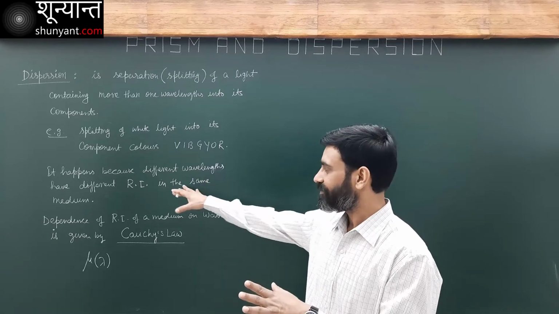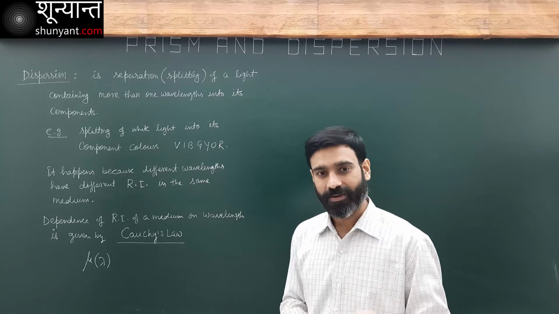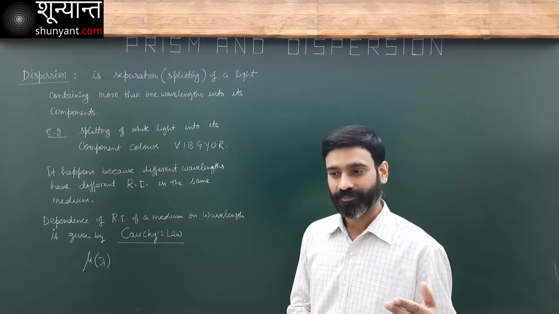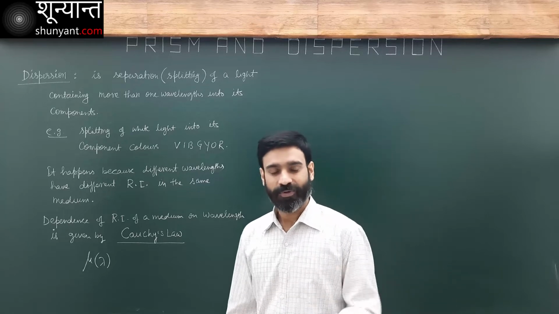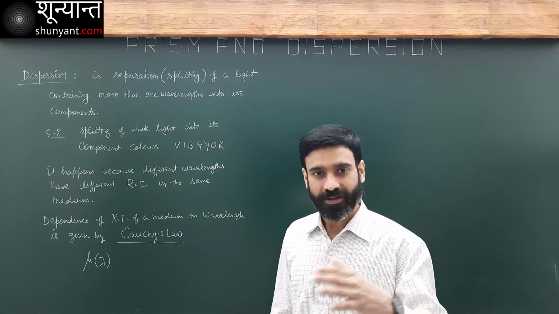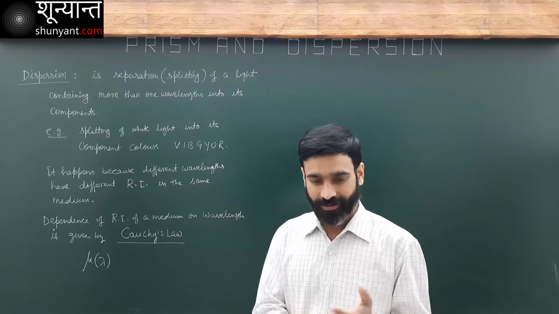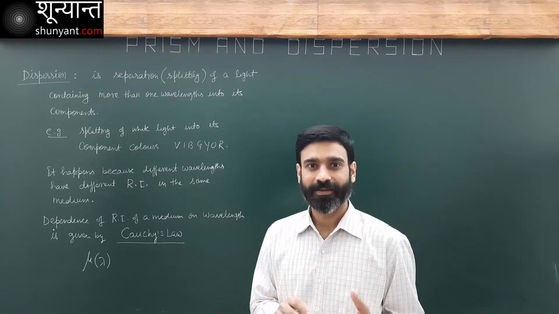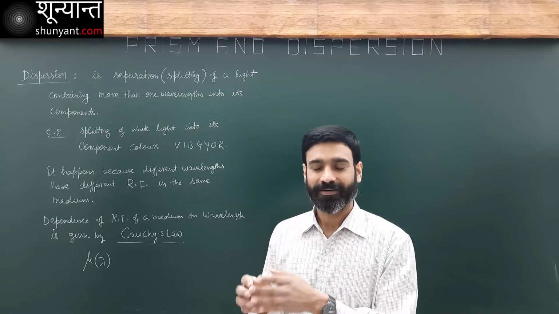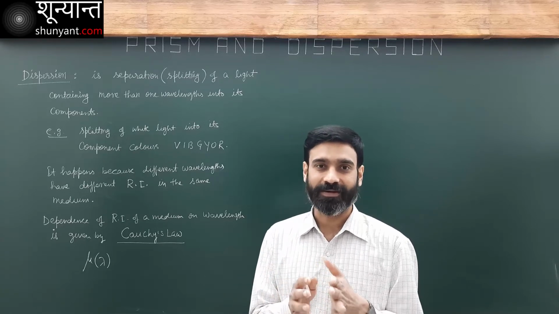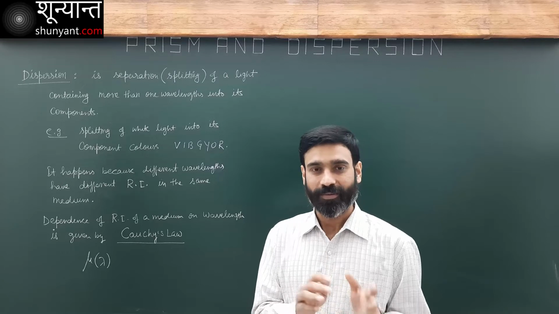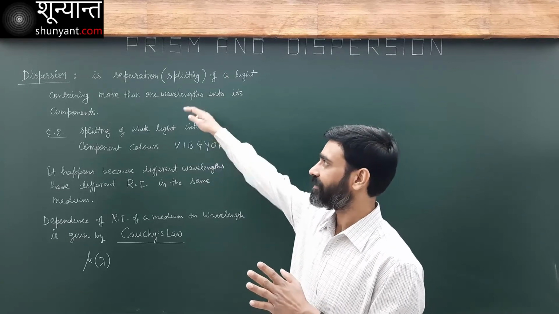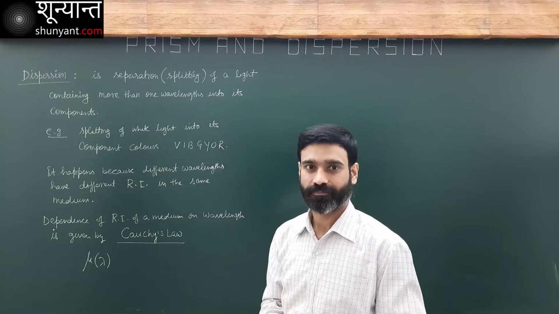What this concept is saying is that for the same medium, for water, different wavelengths are going to have different refractive index. It is 4 by 3 not for every color. For red, it is going to have a different refractive index, and for violet, green, yellow, every different color, the same medium is going to have a different refractive index. And that is the basic foundation behind this process, which is dispersion.